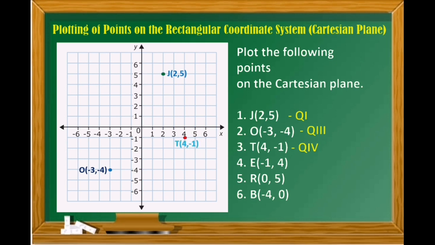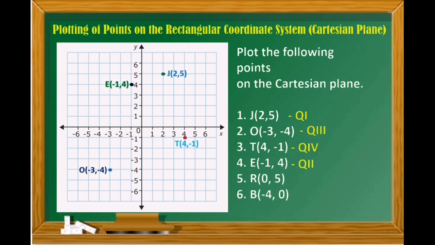For number 4, that's point E, and its coordinates are (-1, +4). There, x is negative and y is positive. Therefore, we can find point E in the second quadrant. So starting at the origin, we have to move 1 unit to the left and 4 units upward to locate point E. There you go. That's the location of point E.